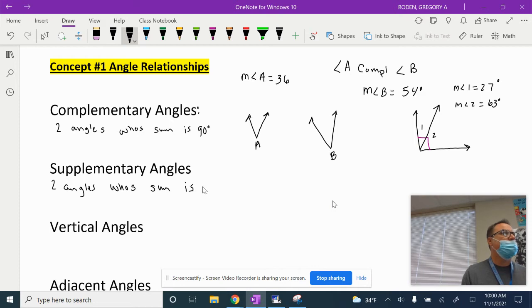is 180 degrees. Again, I've said it before, supplementary is much more common and helpful in geometry than complementary. Complementary is not bad, but supplementary is just a lot more useful.